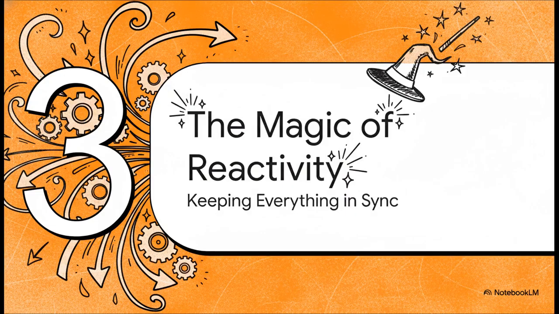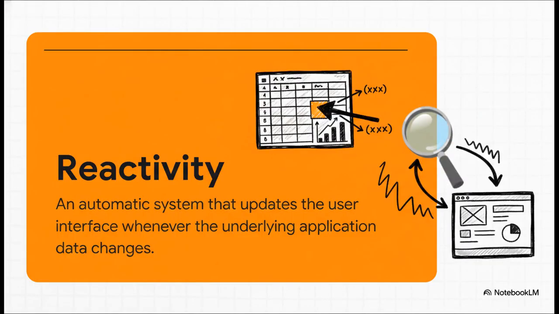Okay, so we've got these nice, tidy components. Awesome. But how do we make them, well, do stuff? How do they come alive? This is where we get to Vue's secret sauce, its superpower really. It's called reactivity. So what exactly is reactivity? The best way to think about it is like a spreadsheet. You know how when you change a number in one cell, any formula or chart using that number just updates automatically? You don't have to do anything. Well, that's what Vue does for your web page. As soon as your data changes, bam, the user interface updates to reflect it.